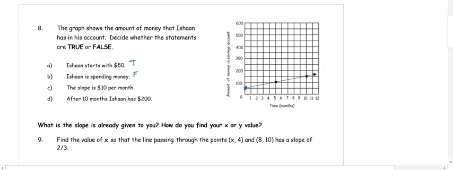The slope of the line is $10. If we look at our slope here, we went up one grid line, which is representing $50, and we went over 5 months. 50 divided by 5 is 10, so this is true. After 10 months, he has $200. At 10 months, he's only at 150, so this is false.